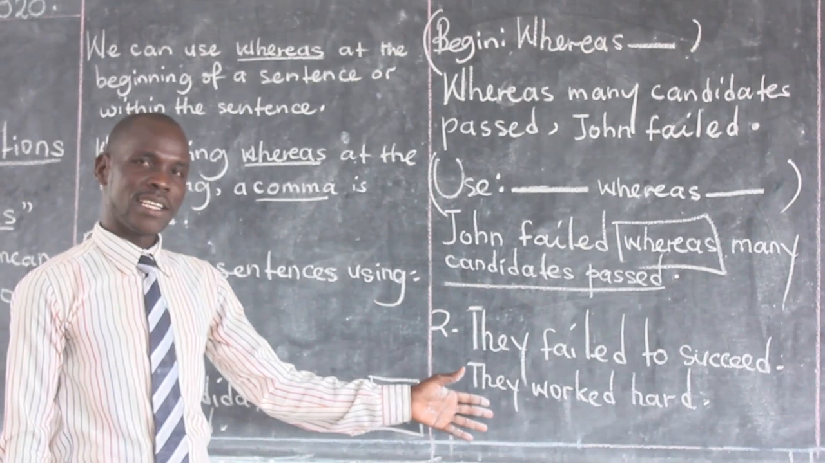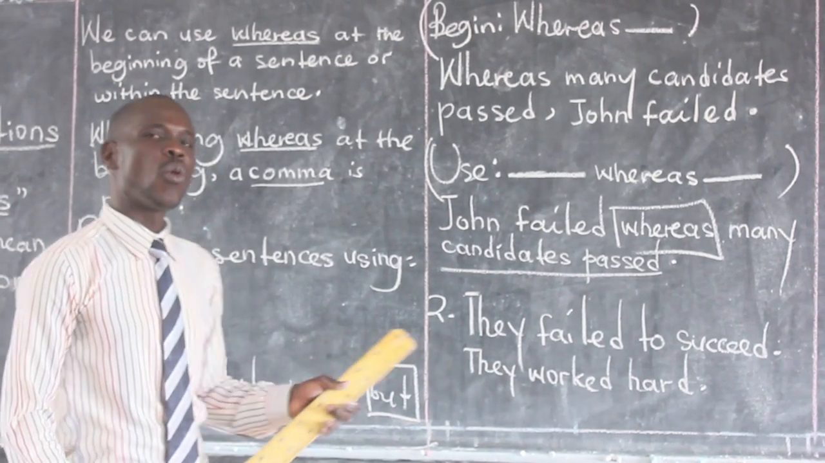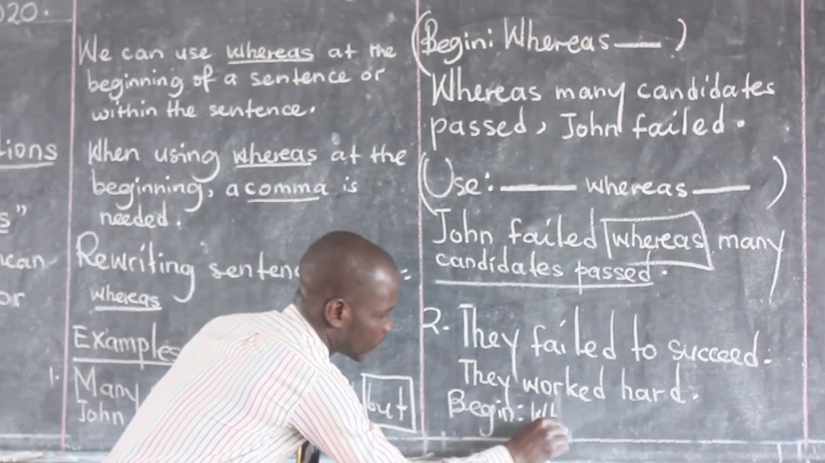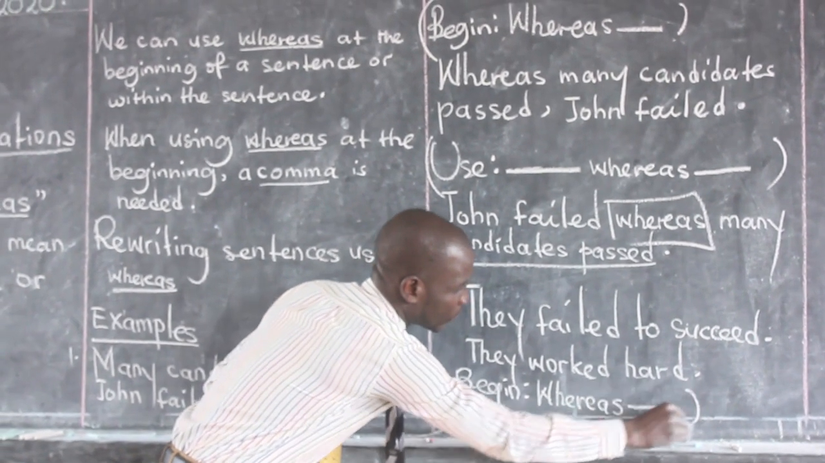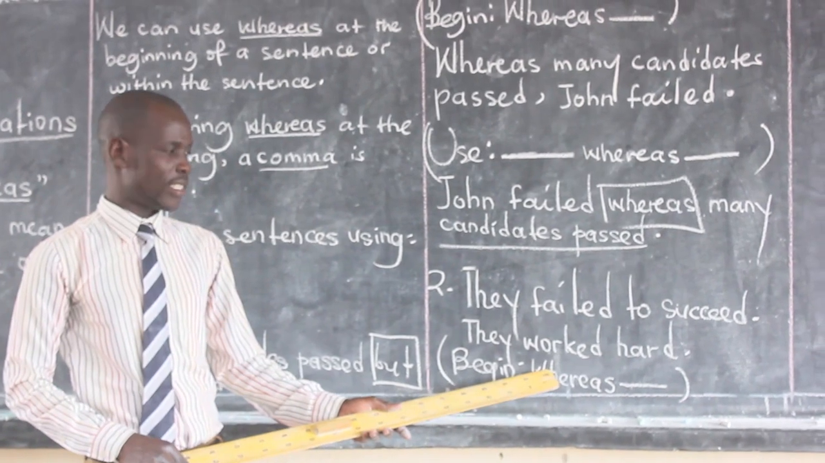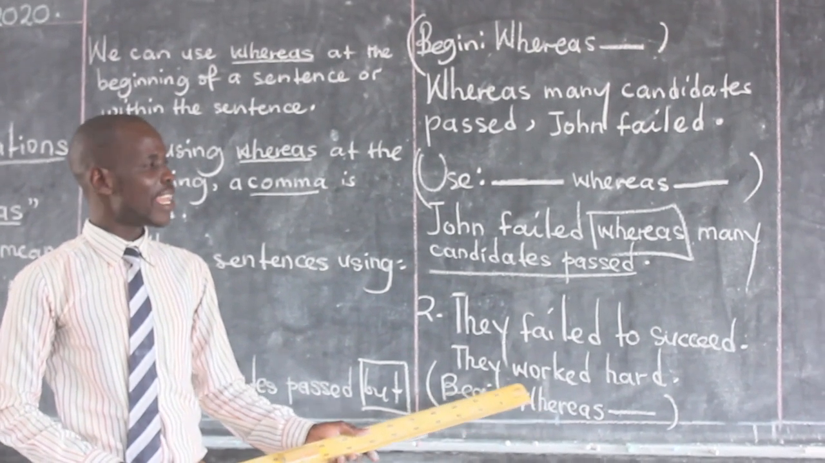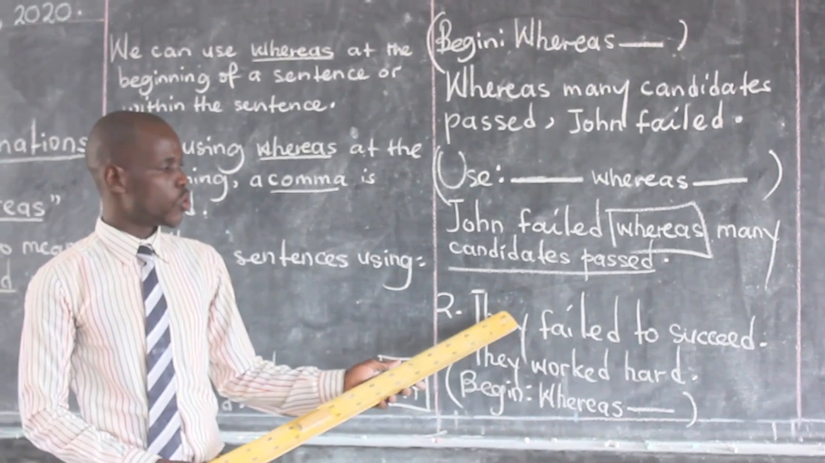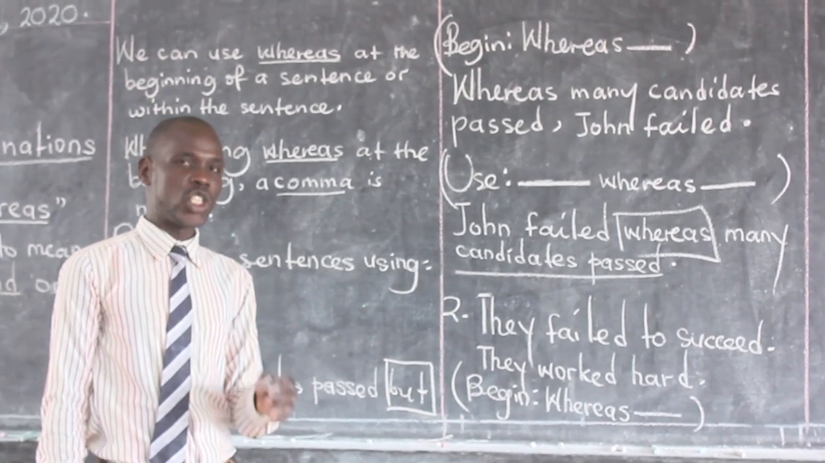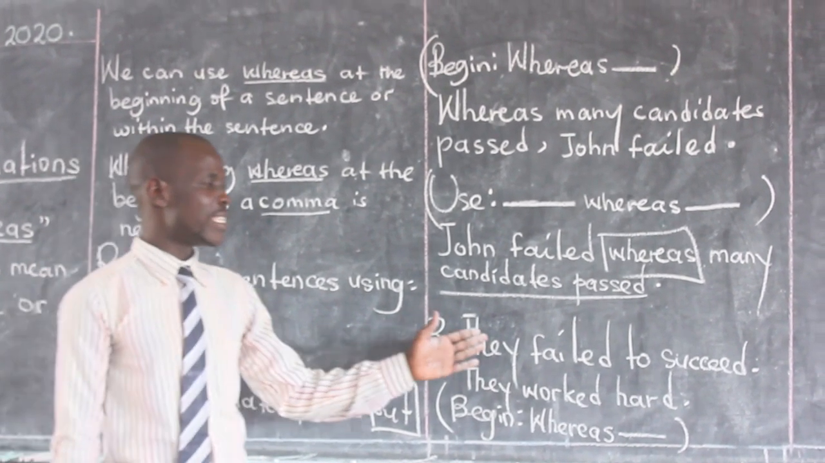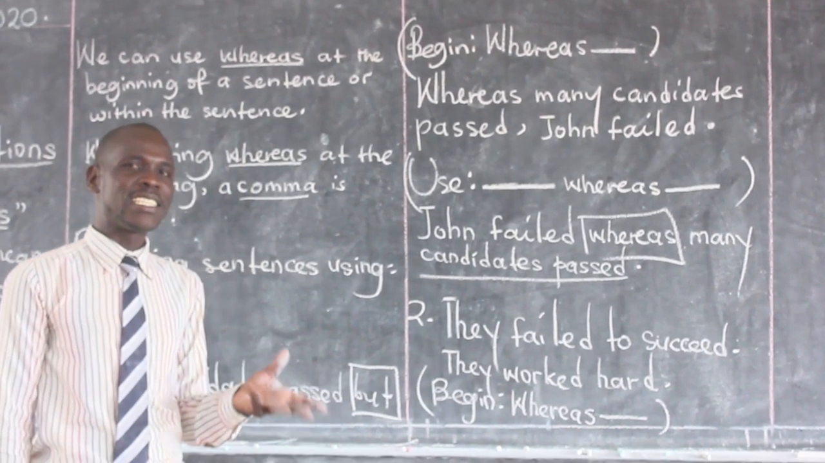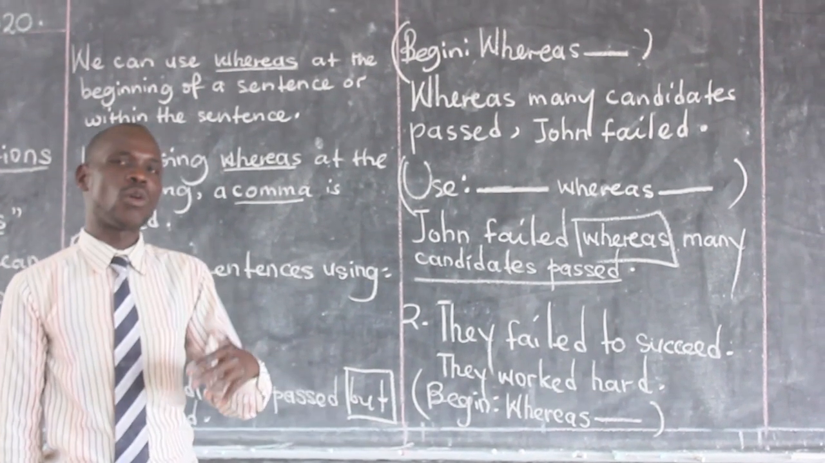So we can begin this sentence using the word whereas. We can rewrite the two using the word whereas. So now, you find that just like when you are using although, when you read these two sentences, you find that there is always the first thing to happen and then there is the second thing to happen. Now, when we say they failed to succeed, they worked hard, you find that there is something which happened first, then the other one followed.